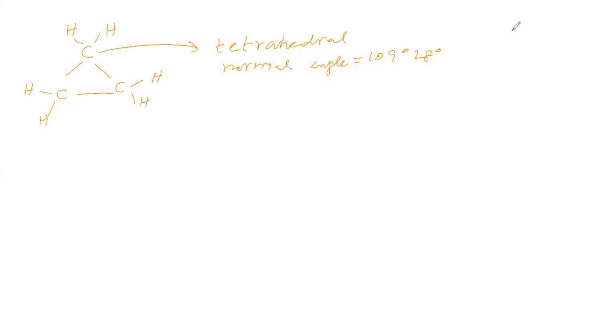Now say, what is the angle here? For tetrahedral, carbon is having 4 single bonds. 4 single bonds means tetrahedral, and tetrahedral means the normal angle is 109 degree 28 minutes. Isn't it? Now what is the bond angle here? Shall we say 109 degree 28 minutes?